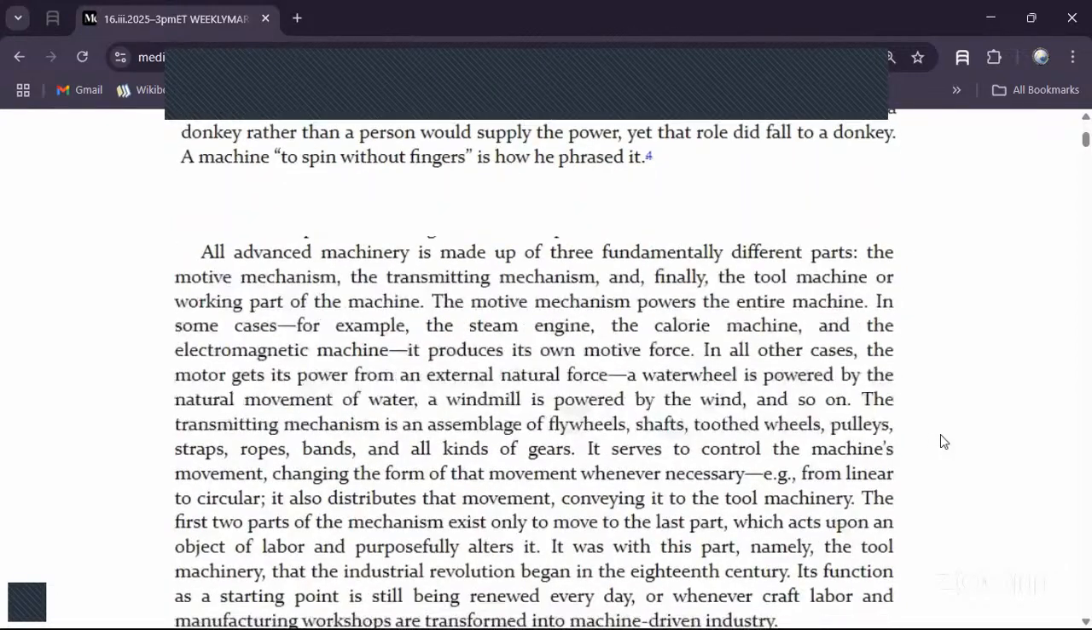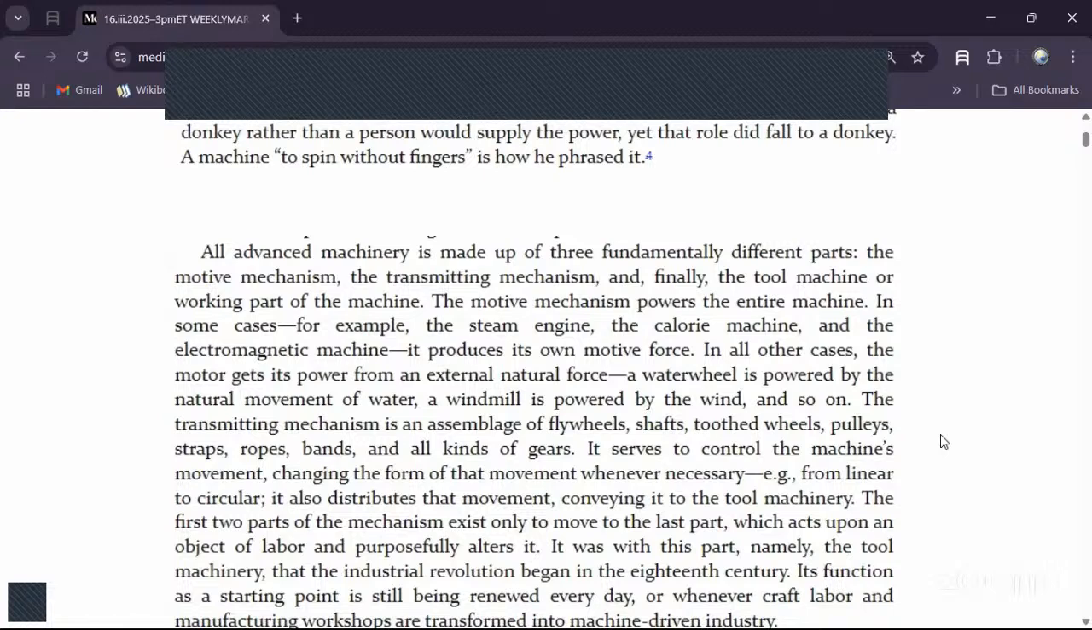All advanced machinery is made up of three fundamentally different parts: the motive mechanism, the transmitting mechanism, and finally, the tool machine or working part of the machine. The motive mechanism powers the entire machine. In some cases, for example, the steam engine, the calorie machine, and the electromagnetic machine, it produces its own motive force. In all other cases, the motor gets its power from an external, natural force. A water wheel is powered by the natural movement of water, a windmill is powered by the wind, and so on.